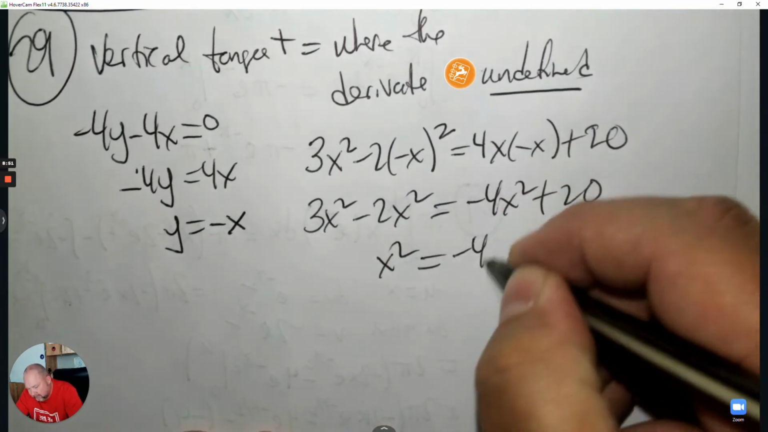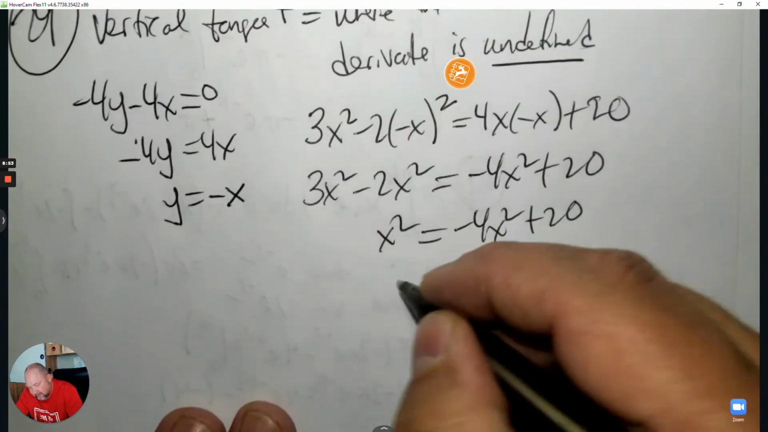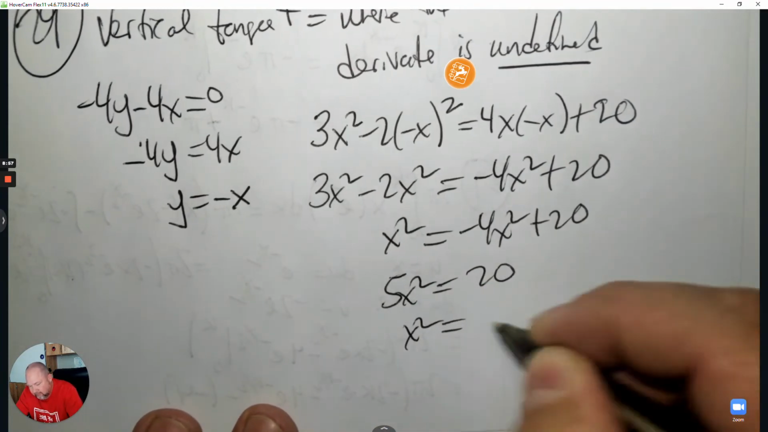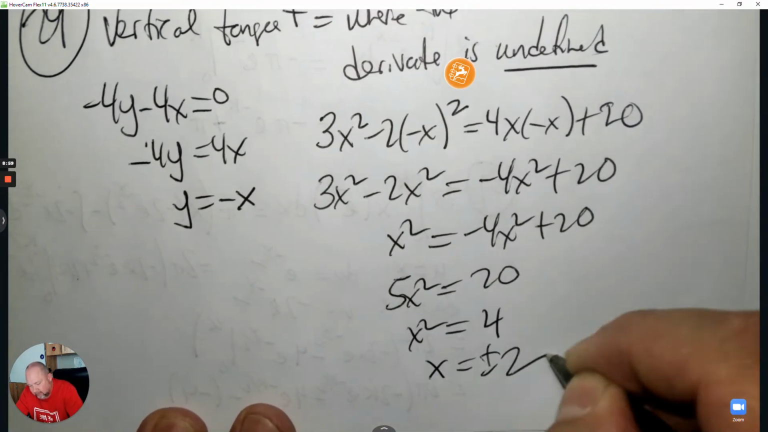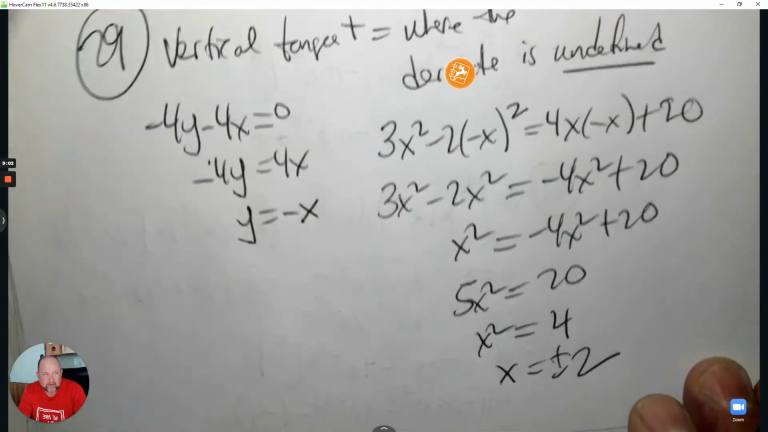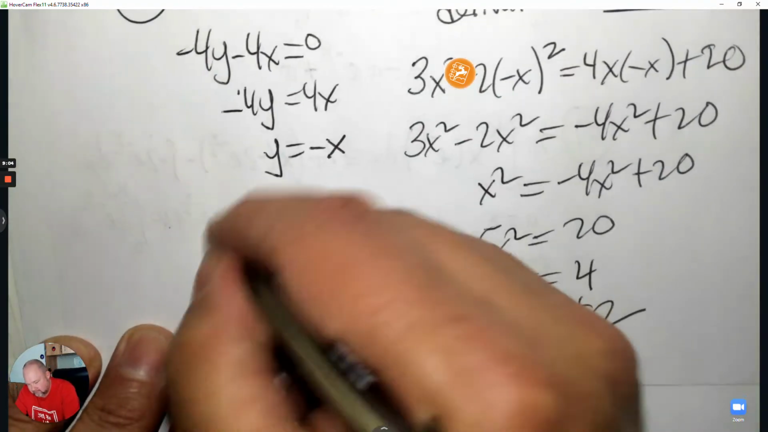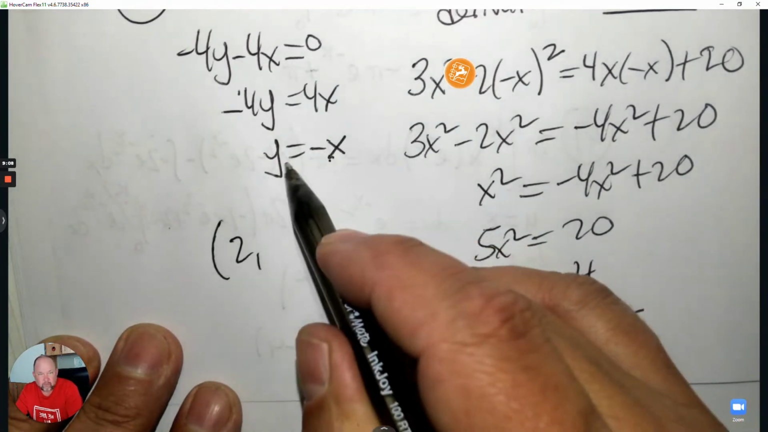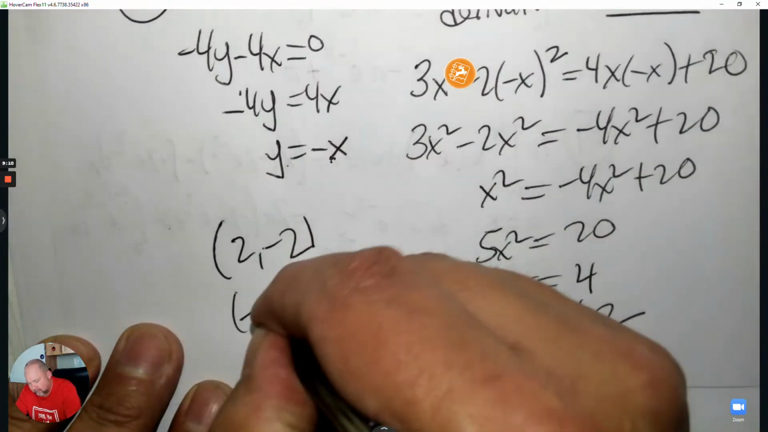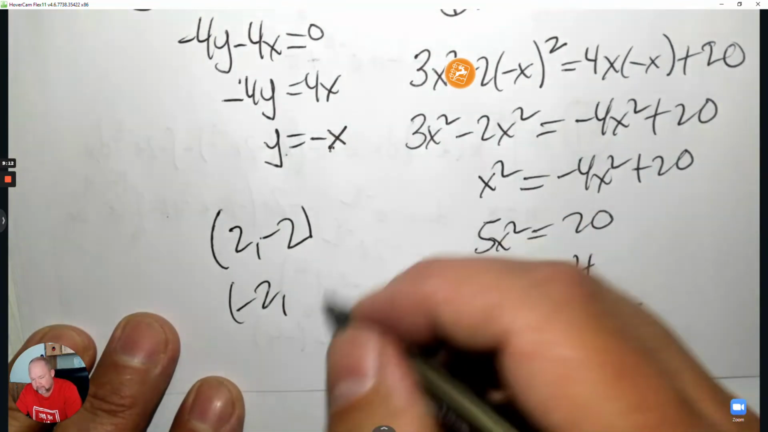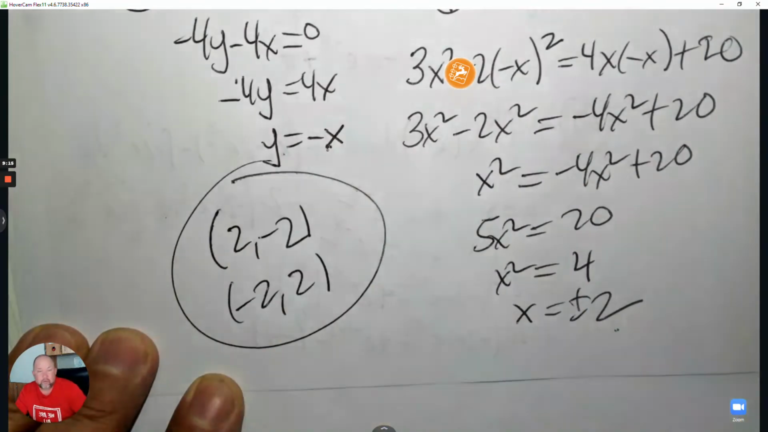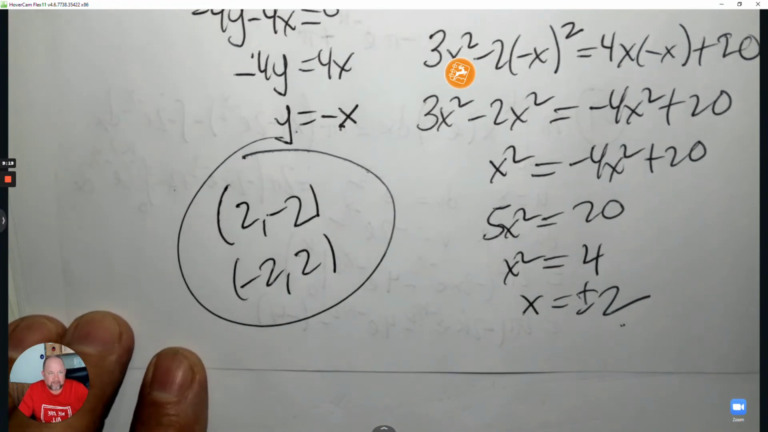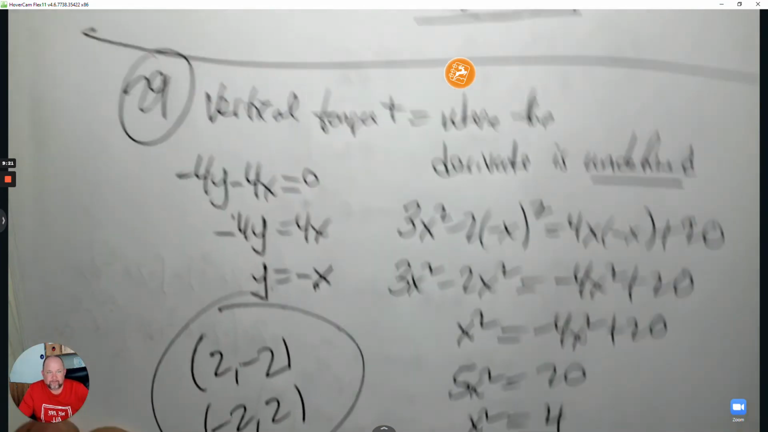I'm going to simplify this. I'm going to add 4. It's hard to believe. Divide by 5. So the answer is either positive or negative 2. If the answer was positive 2, then y would be negative 2. If the answer is negative 2, then y would be positive 2. So at these 2 points, (2, -2) and (-2, 2), it's undefined. Kind of a fun question, right?